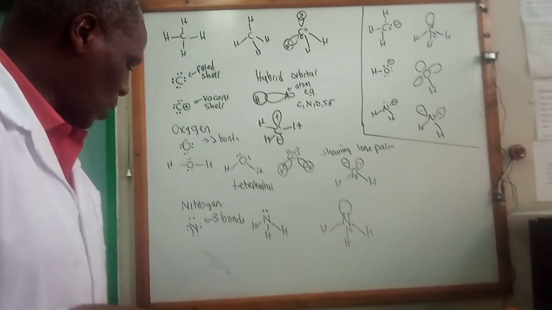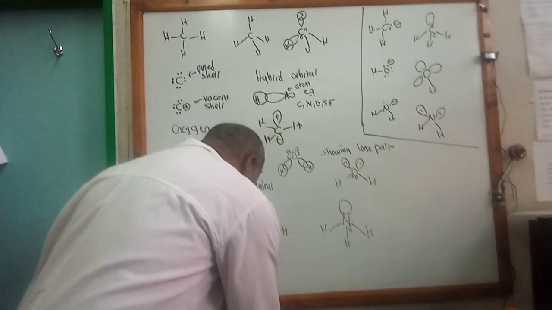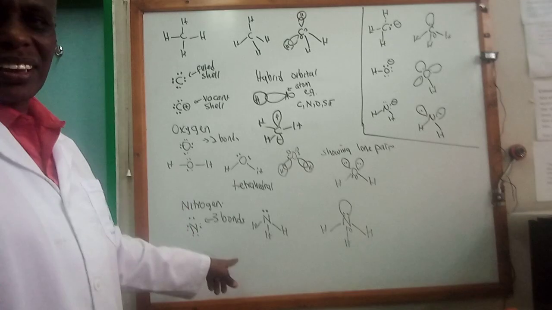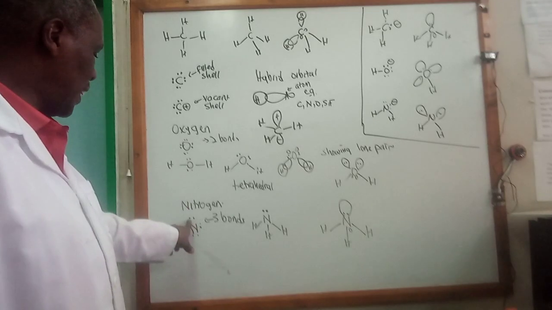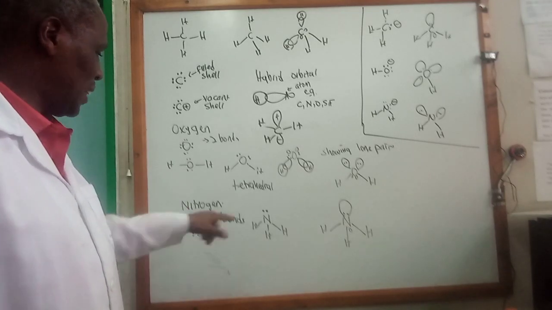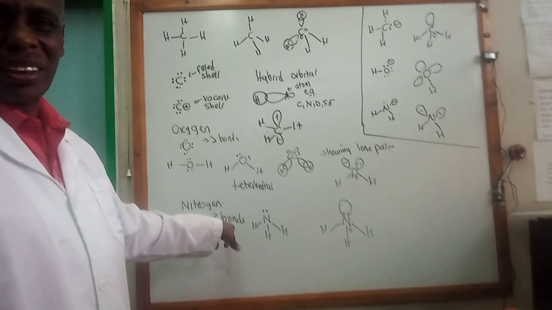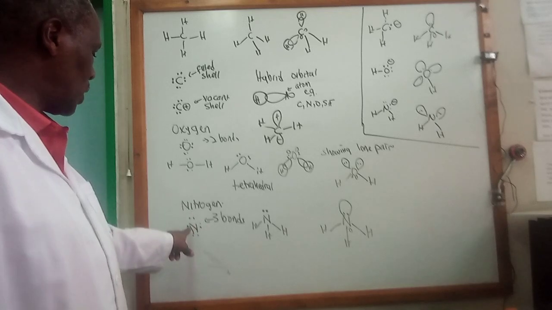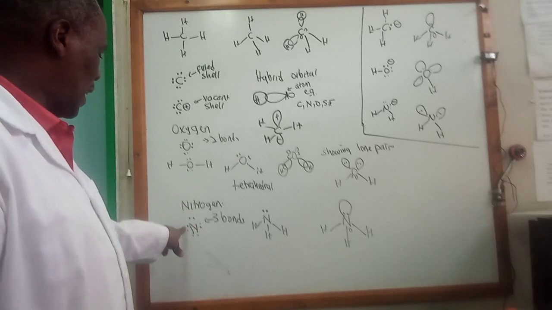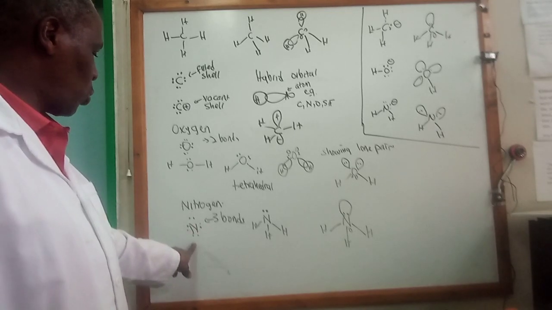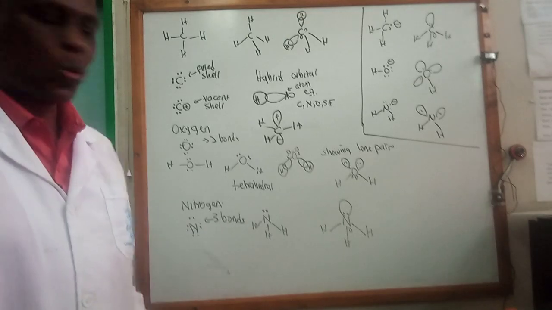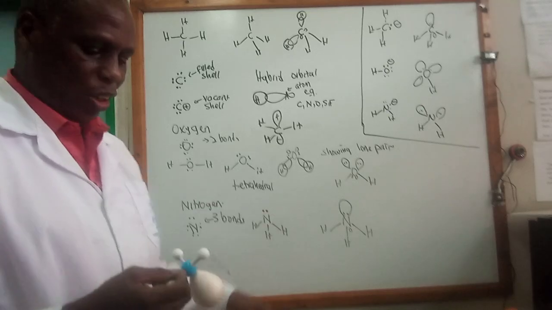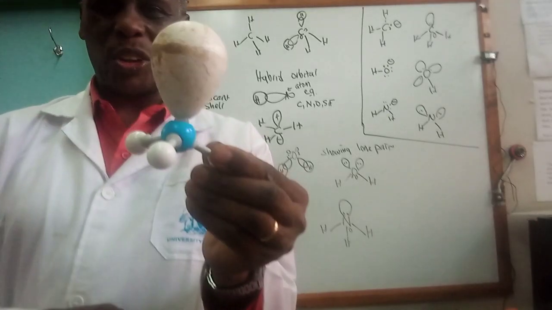Now, let us look at nitrogen. Nitrogen, once again, when it is filled, has 8 electrons, 2, 4, 6, 8. Nitrogen forms 3 bonds. So for the 8 electrons, one bond will be 2 electrons, another bond 2 electrons, another 2 electrons. So the nitrogen is going to be left with one lone pair. This is what is being shown here.